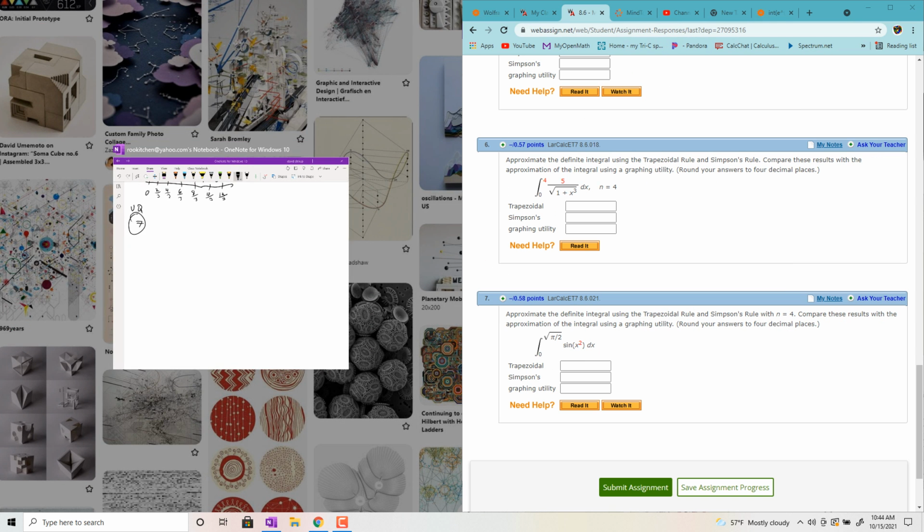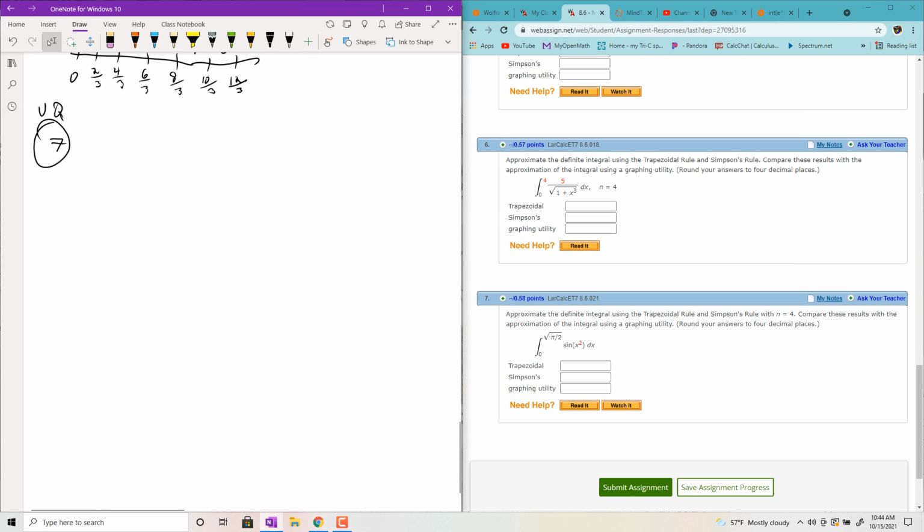Okay, so I want the integral from 0 to the square root of pi over 2 of sine of x squared dx. So first, note they want n equals 4. They want you to do trapezoid and Simpson's and then just evaluate it using Wolfram or something. So your change in x is going to be square root of pi over 2, all over 4.